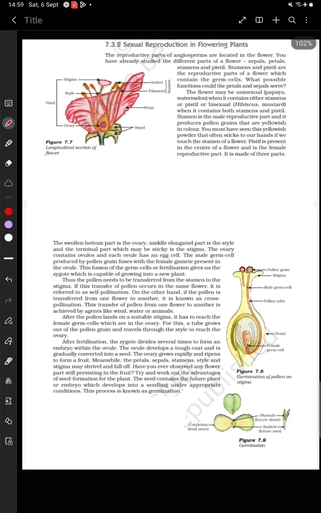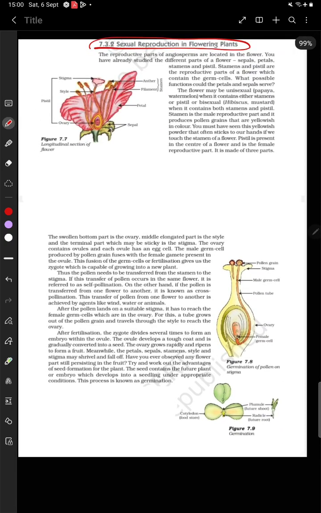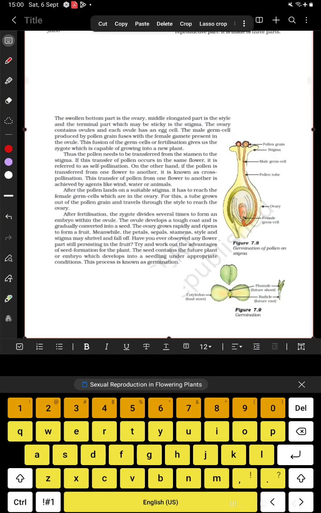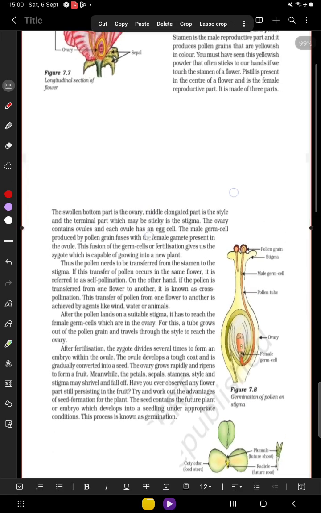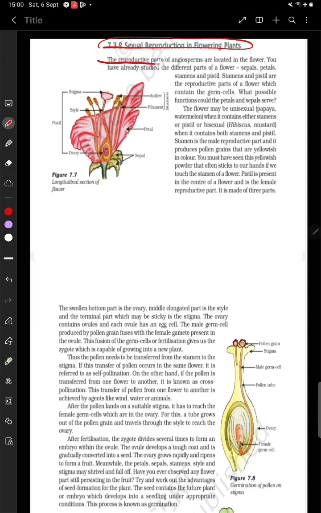Hello student, let's try to understand sexual reproduction in flowering plants. So what is the meaning of this, student? Let's try to understand in very detail. So the reproductive parts of angiosperms are located in the flowers.